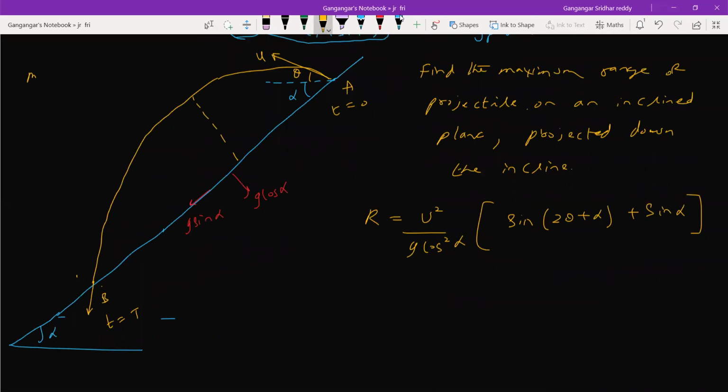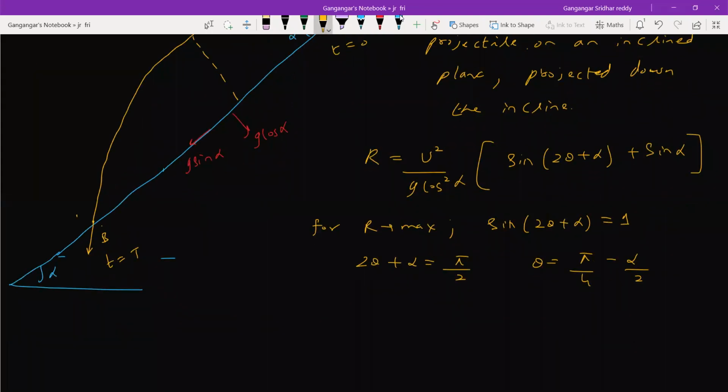Okay, so when this range will be maximum, for R to be maximum, sine of 2 theta plus alpha should be equal to 1, or 2 theta plus alpha should be equal to pi by 2. So theta should be equal to pi by 4 minus alpha by 2. Substitute this and solve it. We'll get the maximum range.